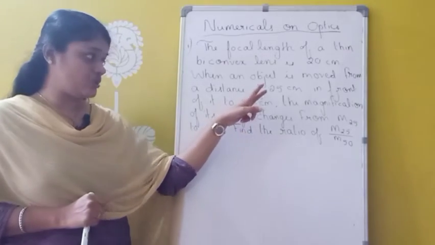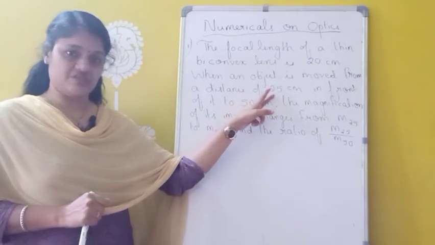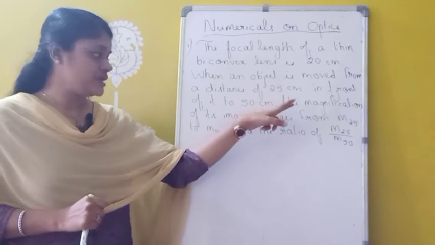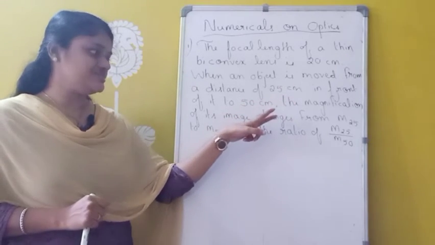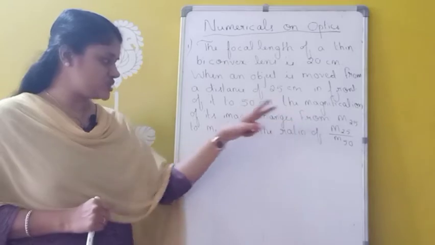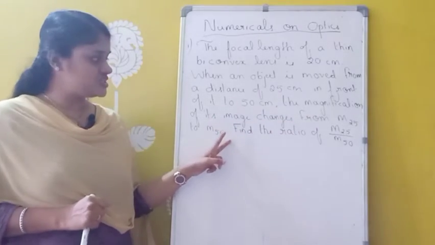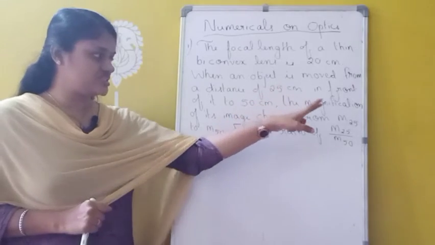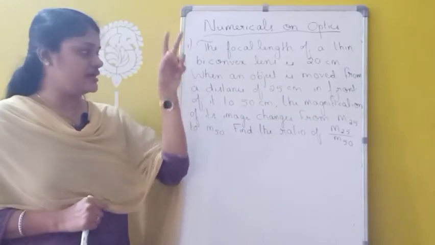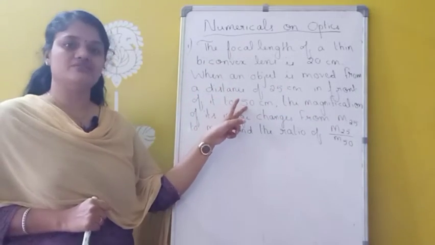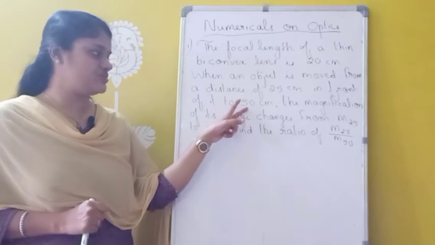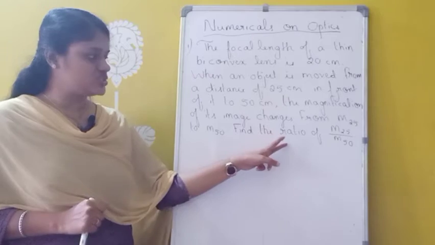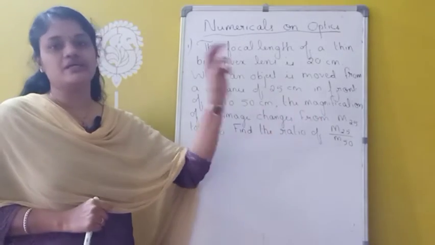So initially the object was at a distance of 25 cm. Then after that it is moved to a distance of 50 cm. The magnification of this image changes from M25 to M50. So initially when this object is at a distance of 25 cm, the magnification is given by M25. And after that this object is moved to a distance of 50 centimeters. What is the magnification now? M50. Okay. So we have to find the ratio of M25 to M50.